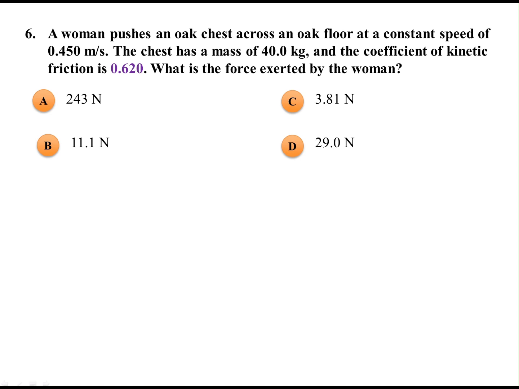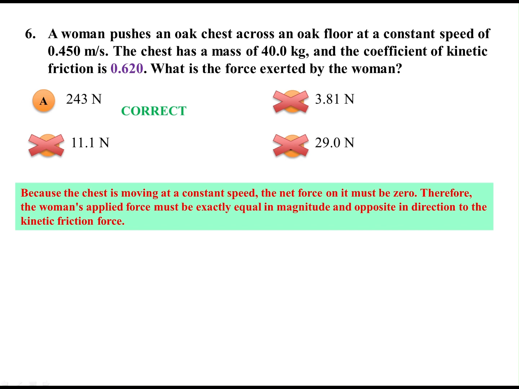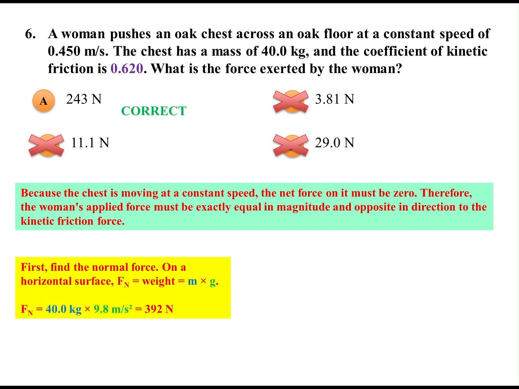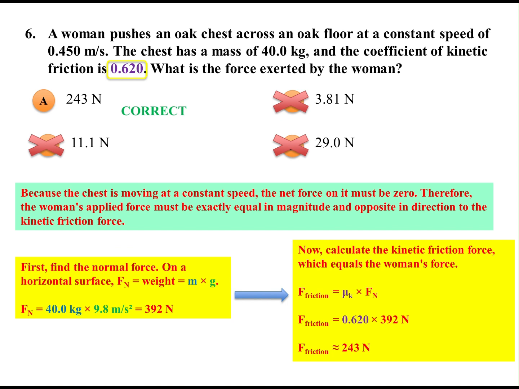Of course, the answer is A. Because the chest is moving at a constant speed, the net force on it must be 0. Therefore, the woman's applied force must be equal in magnitude and opposite in direction to the kinetic friction force. First, we find the normal force on a horizontal surface. Then, the normal force will be 392 Newton. Using this value, we calculate the kinetic friction force, which equals the woman's force. So finally, the answer is A.